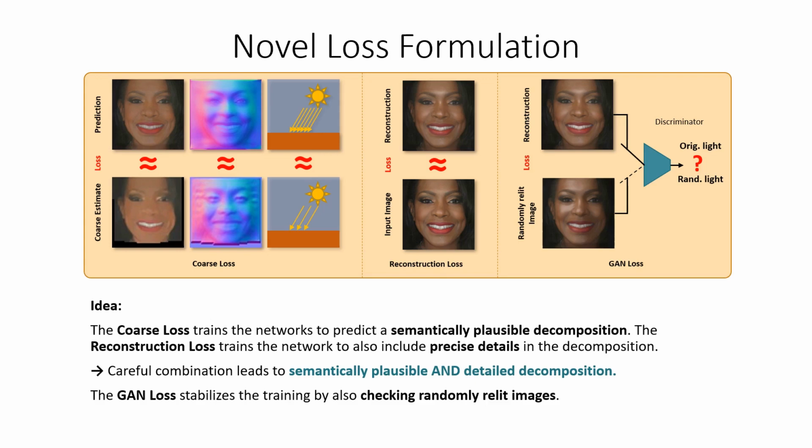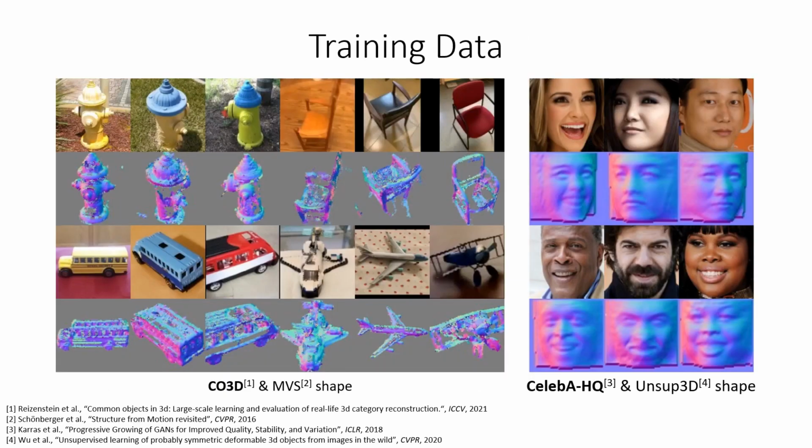As a third component, we also employ a GAN loss. A discriminator is tasked to classify for each reconstructed image whether predicted or randomized lighting conditions were used. For our experiments, we trained two models, one on Co3D, a large dataset of common objects in a 3D context, and one on CelebAHQ, a large collection of celebrity photographs. For Co3D, we obtained the coarse shape estimate via multiview stereo. For CelebAHQ, we used the unsupervised method Unsup3D.